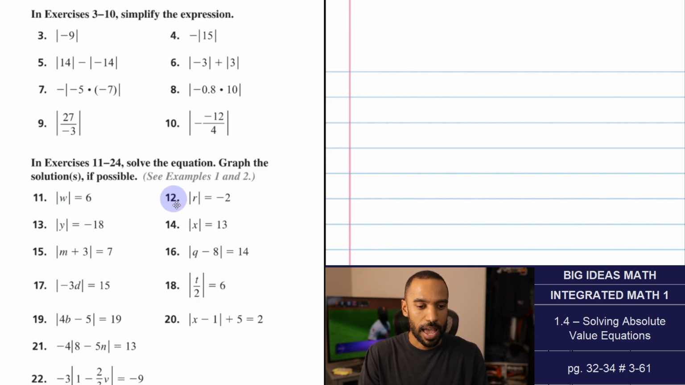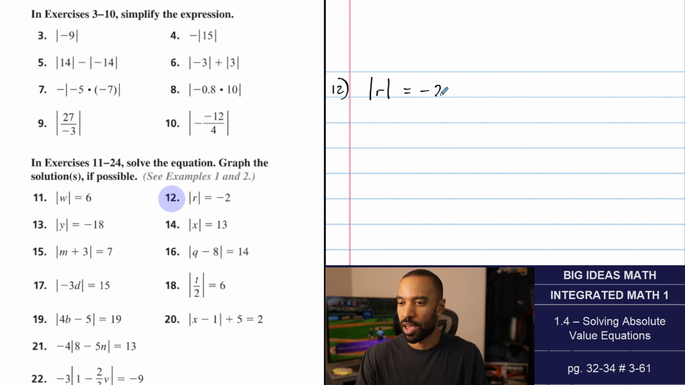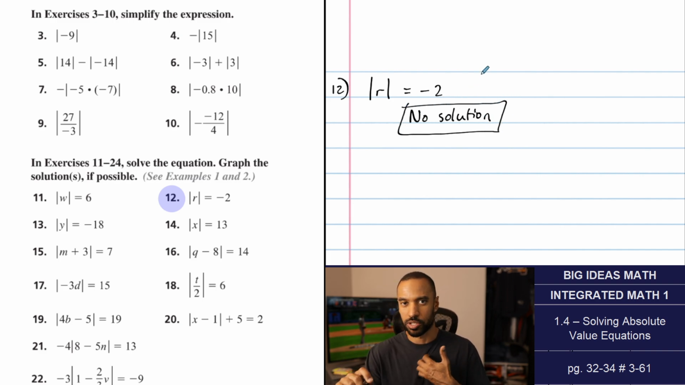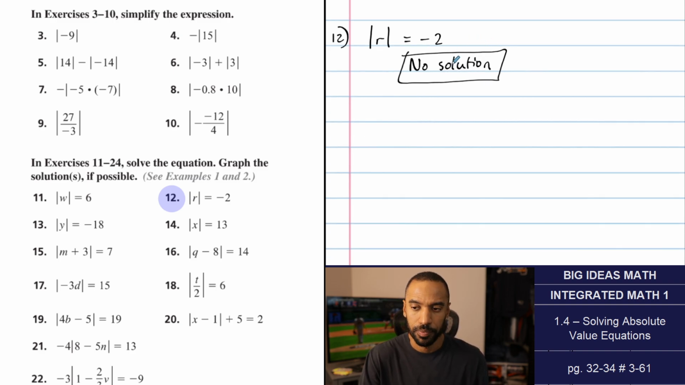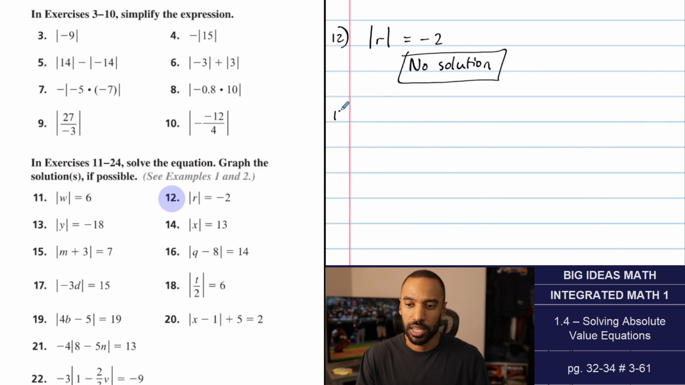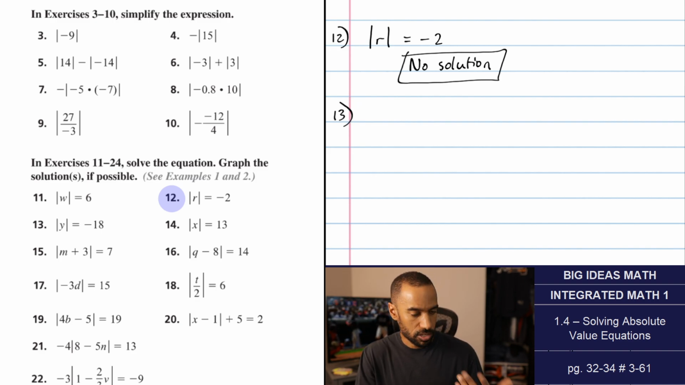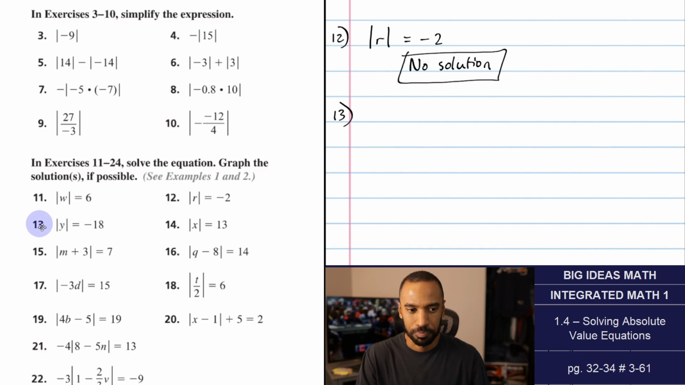Number 12, we have absolute value of r equals negative 2. Well, keep in mind, I can't take the absolute value of a number and get a negative. This is a case of no solution. This is also not graphable because of that. So we're going to leave it as that. You don't say r is positive or negative 2. No, absolute value of 2 is not negative 2. Absolute value of negative 2 is not negative 2. So there's no solution in a case like that. If the absolute value is by itself, and there's a negative on that side for equations, no bueno.